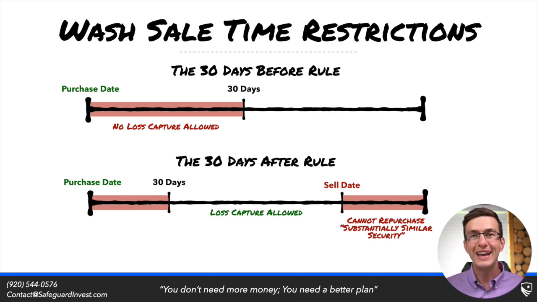Now, there is also a 30 days after rule that specifies that once you sell a given investment, you cannot buy a substantially similar investment within 30 days after selling that investment. If you do, that capital loss will be completely reversed. And so we need to keep in mind both of these 30-day rules.